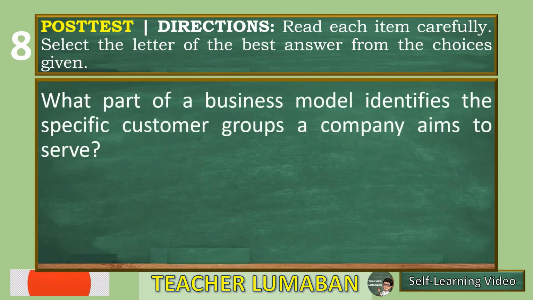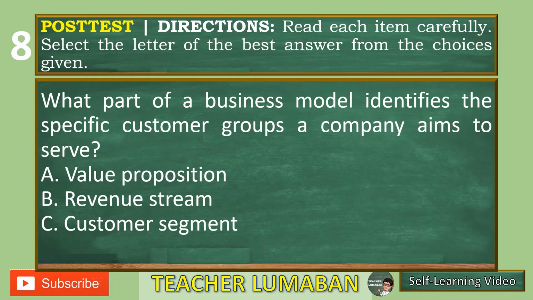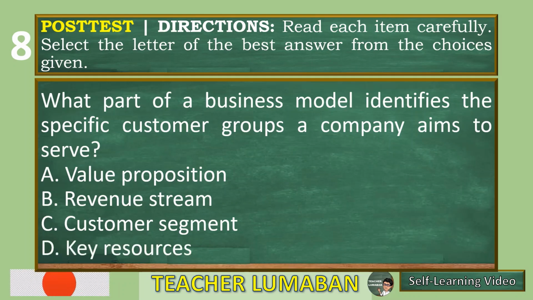What part of a business model identifies the specific customer groups a company aims to serve? A. Value proposition. B. Revenue stream. C. Customer segment. D. Key resources.